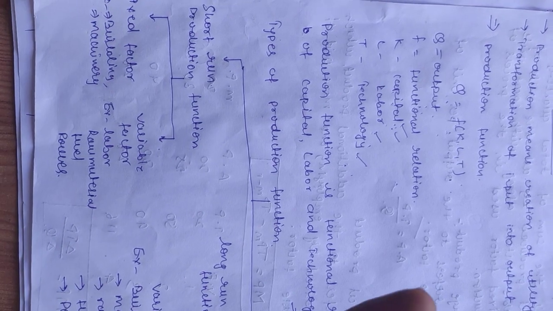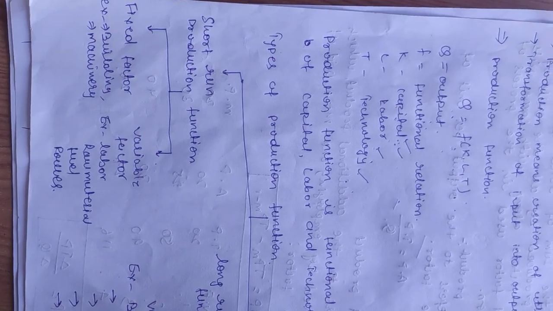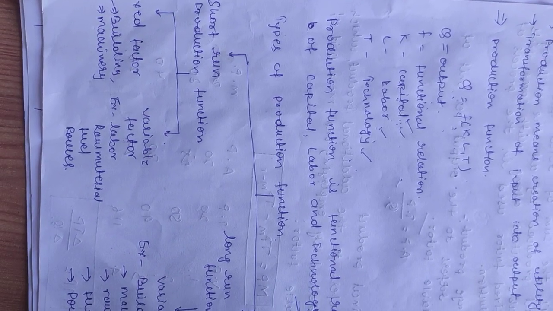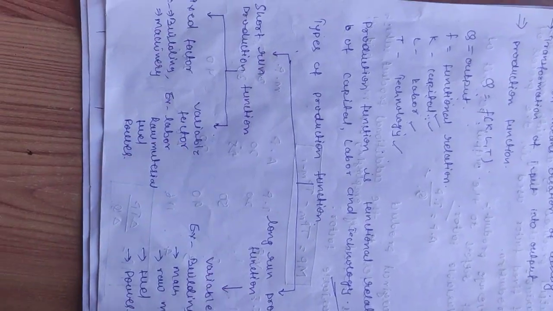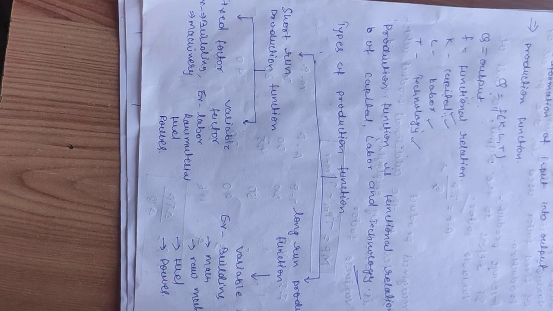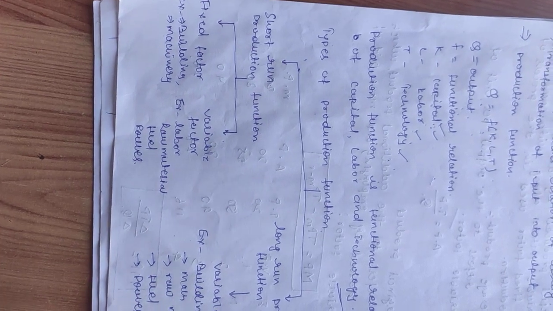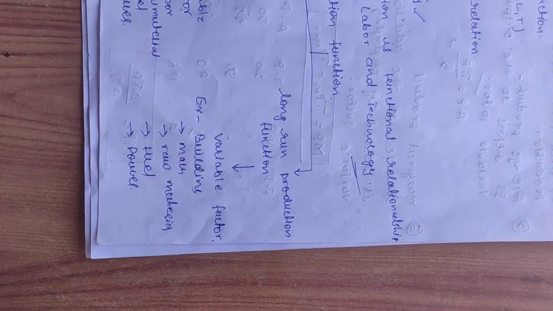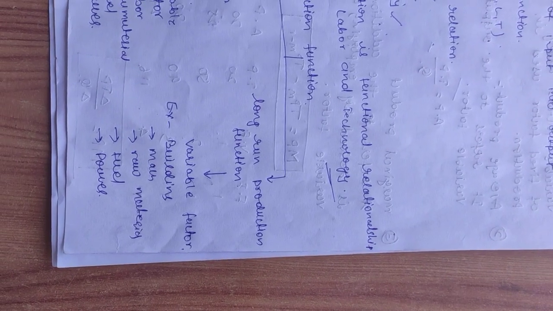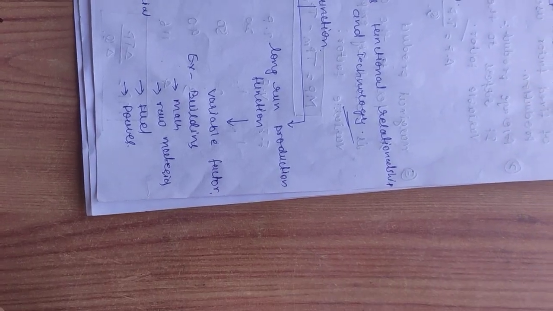Now we talk about the types of production function. There are two types of production function: short run production function and long run production function. Short run production function has two types: fixed factor and variable factor, and long run production function has only one type, which is the variable factor.